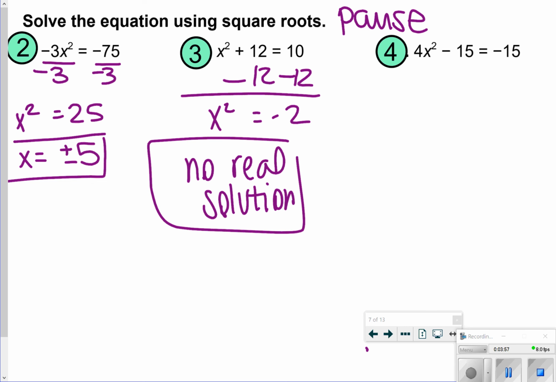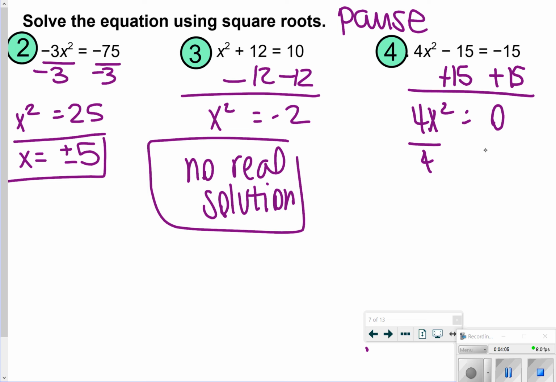And then number 4, I'm going to add 15 to both sides to start solving. So I'll get 4x squared equals 0. Still, if you want to, you could divide by 4 here. You still get x squared is equal to 0, which means x would be equal to 0. So that would be one real solution.